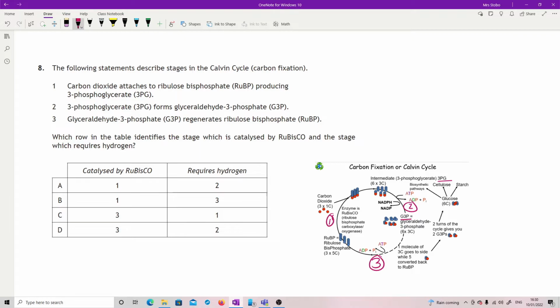Which row in the table identifies the stage which is catalyzed by Rubisco and the stage which requires hydrogen? So here is our Rubisco. Rubisco stands for ribulose bisphosphate carboxylase oxygenase, so it has to be the one that is connected to ribulose bisphosphate. And that's there, so number 1. And then requires hydrogen, you just need to know where that comes in. The hydrogen is coming in as the NADPH, and that is being dropped off in the stage where we're converting 3PG to G3P. So stage 2 on that one.